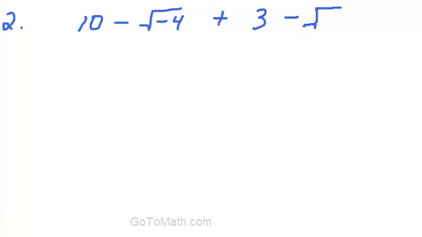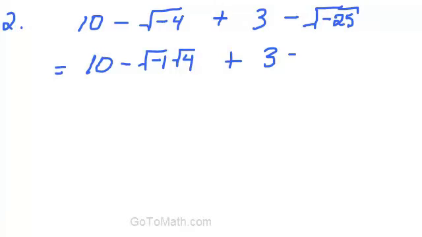Let's take a look at another one. I think this is labeled as number 2 here. So we have 10 minus the square root of negative 4 plus 3 minus the square root of negative 25. So we have 10 minus the square root of negative 1, we're just going to break that up like that, times the square root of 4, plus 3 minus the square root of negative 1 times the square root of 25.